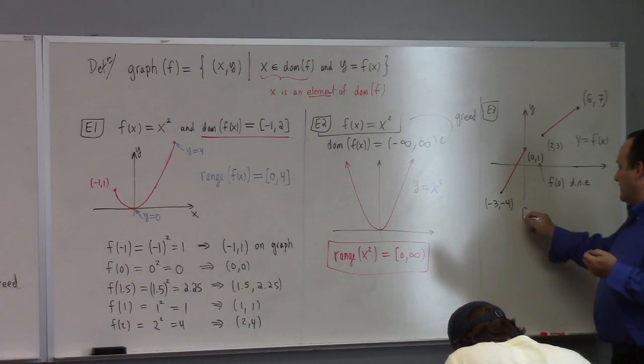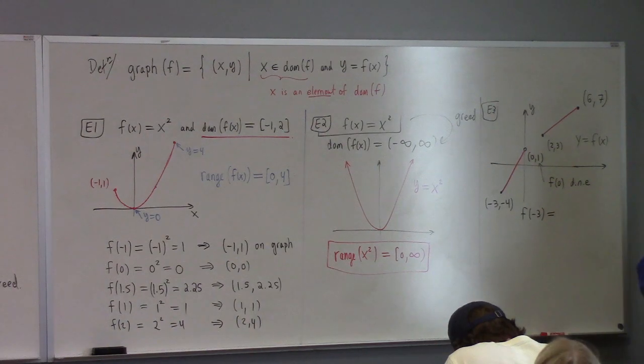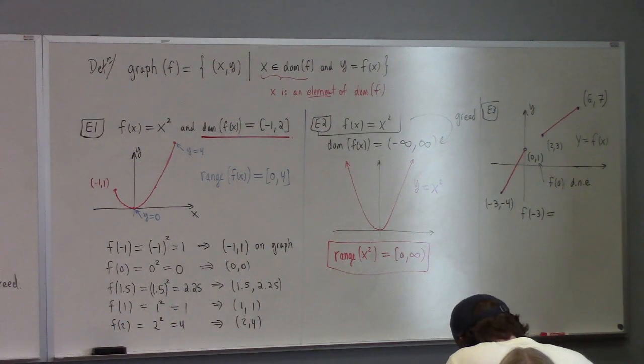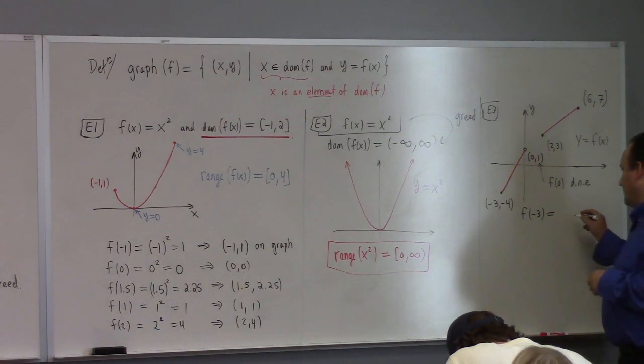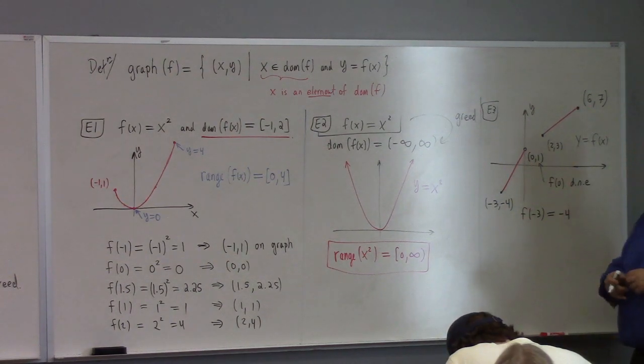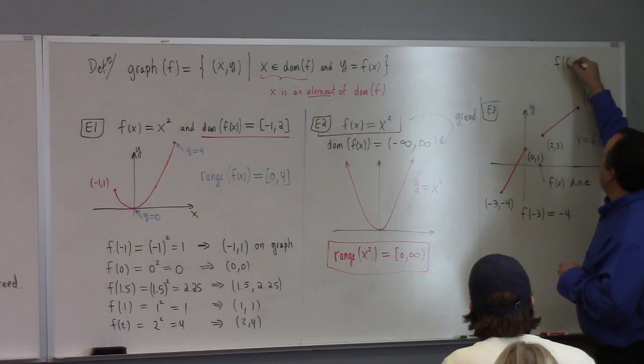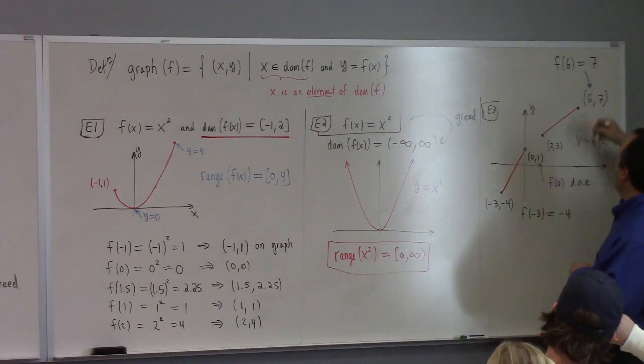Minus 3, minus 4. What can we say? F of minus 3 equals to what? F of negative 3 equals to negative 3? Negative. Oh, negative 4. Negative 4. You probably just couldn't see it. I'm sorry, Michael. I'm too far over here. Ah. How about this one up here? What's this say? This says f of 6 is equal to 7.